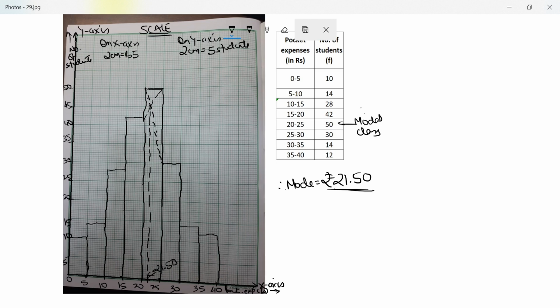I hope it's clear. I am repeating, use a scale. Without a scale, you lose your marks.